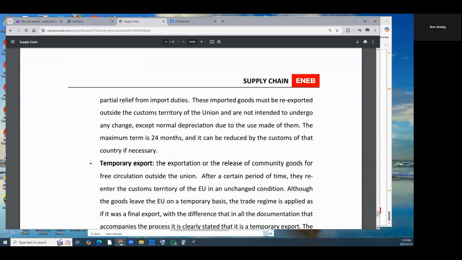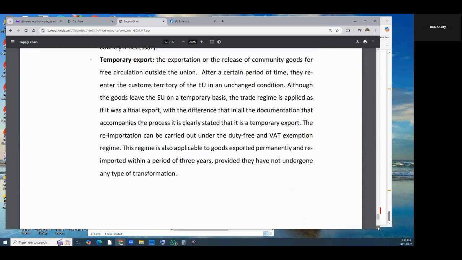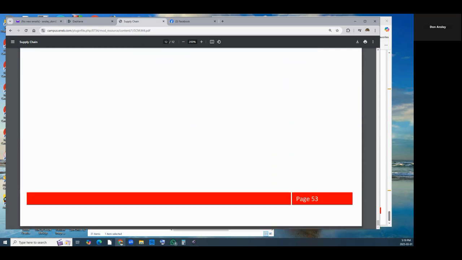Temporary export, the exportation or the release of community goods for free circulation outside of the Union. After a certain period of time, they re-enter the customs territory of the Union in an unchanged condition. Although the goods leave the EU on a temporary basis, the trade regime is applied as if it were a final export, with the difference that in all the documentation that accompanies the process, it is clearly stated that it is a temporary export. The reimportation can be carried out under a duty-free or VAT exemption regime. This regime is also applicable to goods exported permanently and reimported within a period of 3 years, providing they have not undergone any kind of transformation.